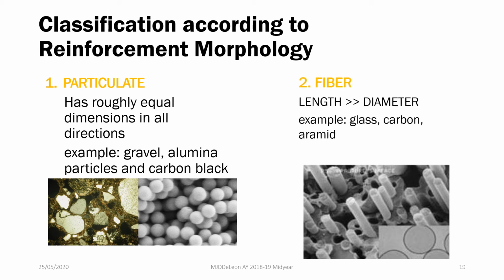Next, you have your fibers. Fibers naman, your length is much greater than your diameter, tinatawag din natin itong mataas na aspect ratio, a high aspect ratio. So examples of this is your glass fiber, carbon fiber, and aramid. So aramid natin is yung thread or yung fabric natin in Kevlar.